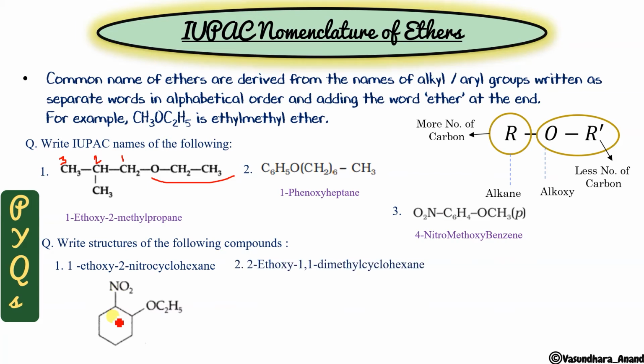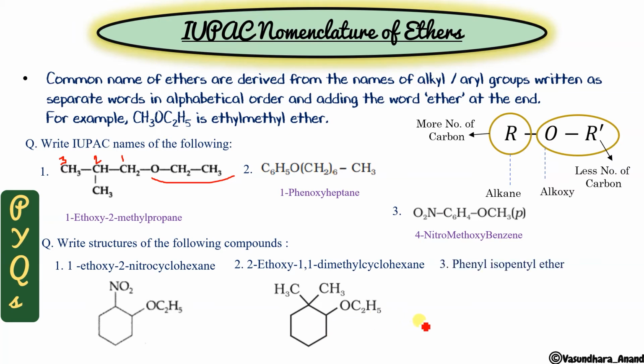Now the next one is 2-ethoxy-1,1-dimethylcyclohexane. So here cyclohexane is the root word, that means make the cyclohexane, and at one position there will be 2 methyl groups and at the second position there will be OC2H5. So this is the structure. I hope it is clear.